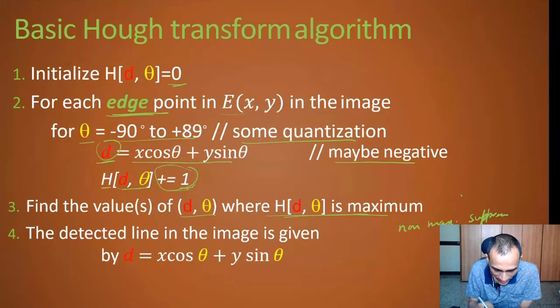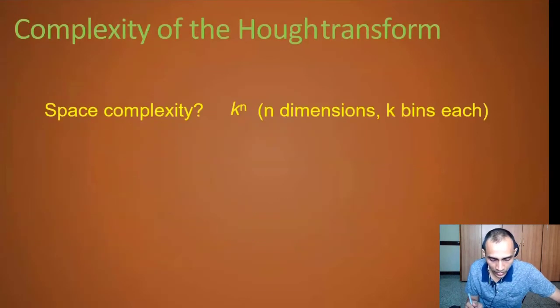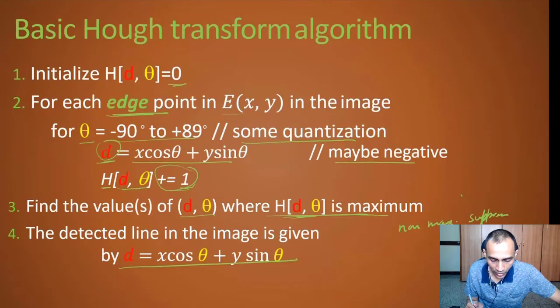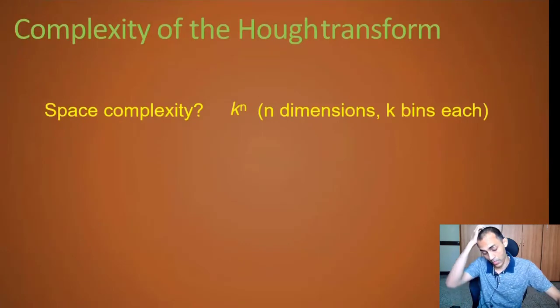I have not written all those details here, just to make the algorithm a little bit simpler. And finally, once we know that d and theta, that is your maximum, we have already found the line. So that is your basic Hough transform algorithm. So how good is it? Let us try to understand its complexity.